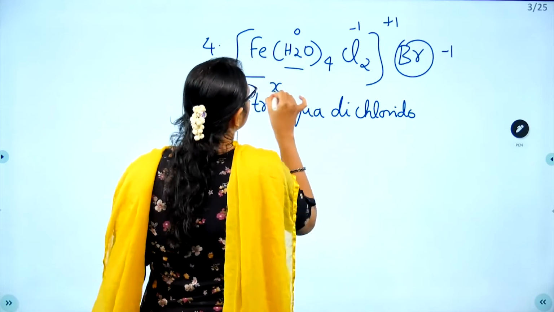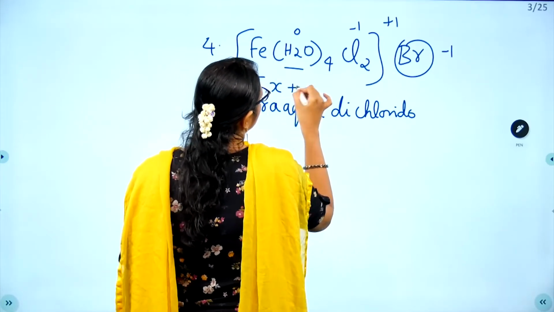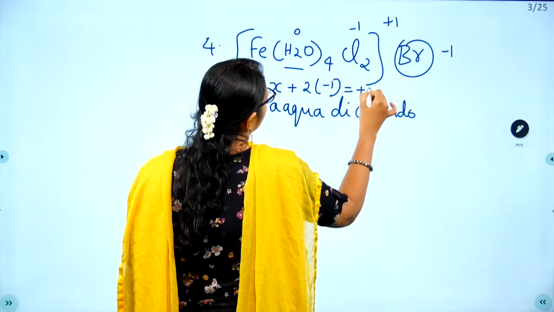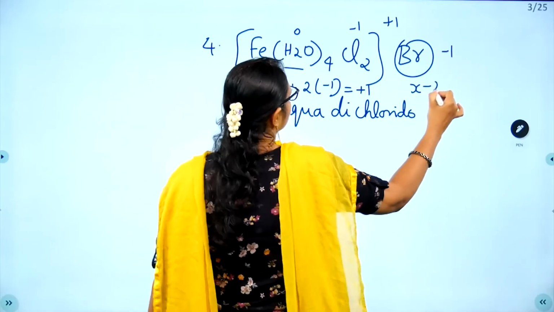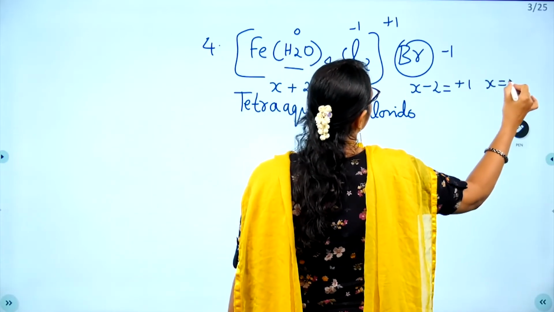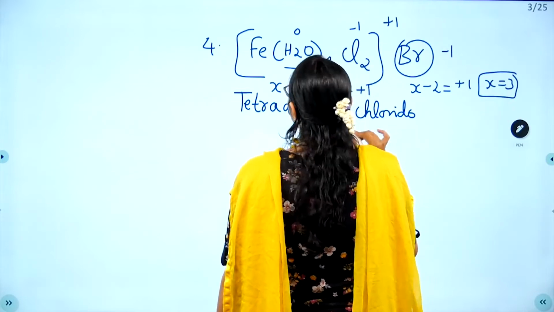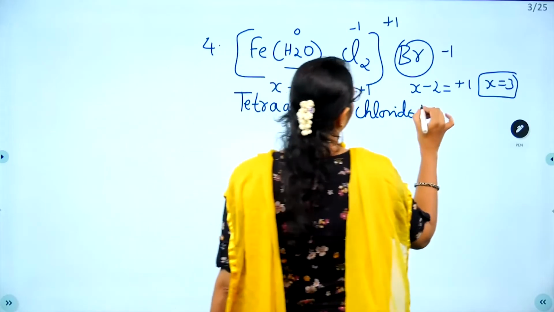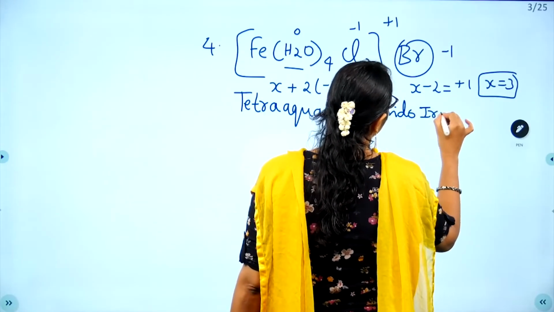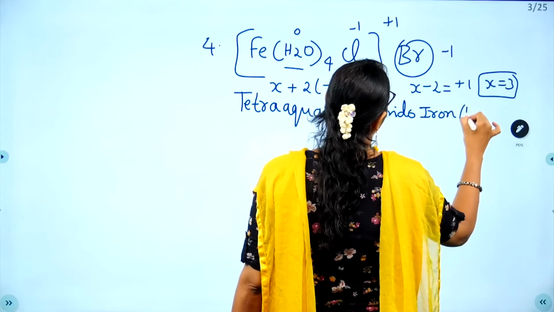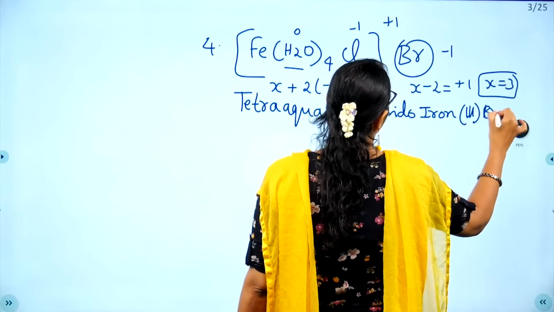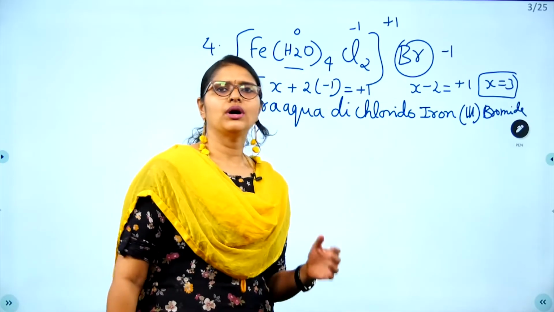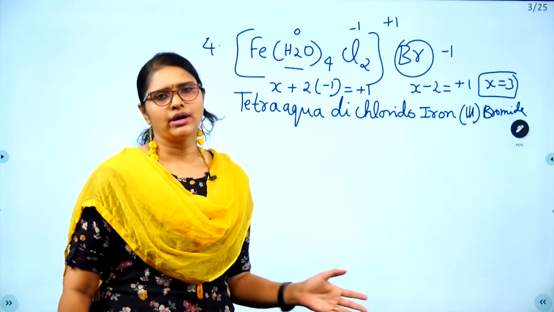So what is the oxidation state of ion? X plus, so this is 0. So I am taking 2 into -1 equal to +1. So what will happen? X minus 2 is equal to +1. X is equal to 3. So tetra aqua dichlorido iron, because the charge on the complex is plus, iron 3 bromide. So tetra aqua dichlorido iron 3 bromide. Is it fine?